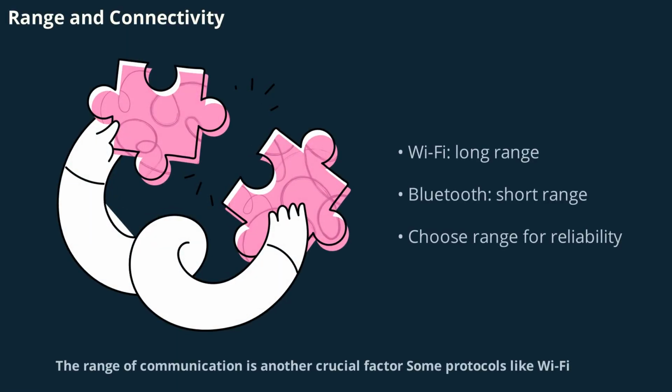Range of communication is another crucial factor. Some protocols like Wi-Fi are designed for long-range communication and can connect devices spread across large areas. Others, such as Bluetooth, are intended for short-range connections. Selecting a protocol with the right range ensures that all parts of your system can communicate reliably, whether they're in the same room or spread across a building or even a farm.